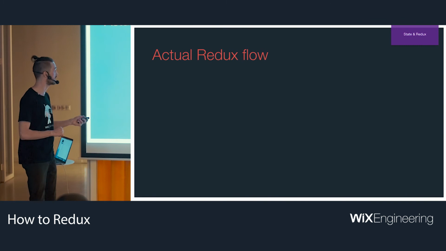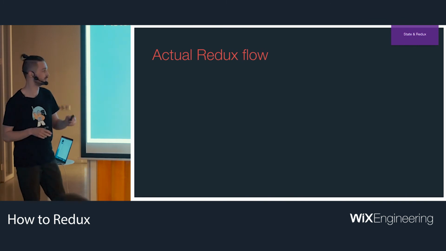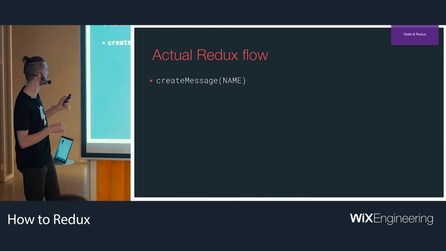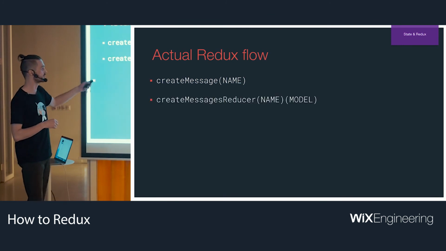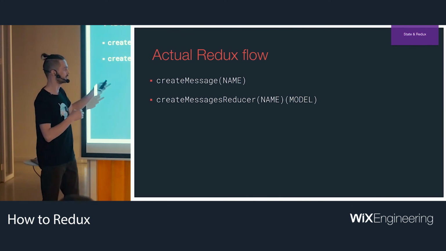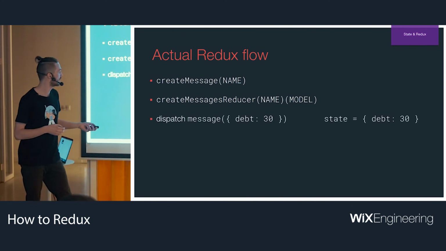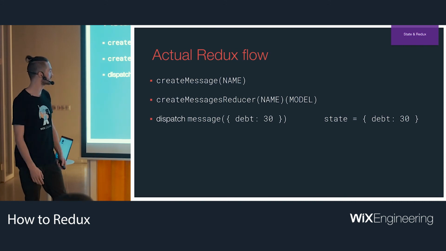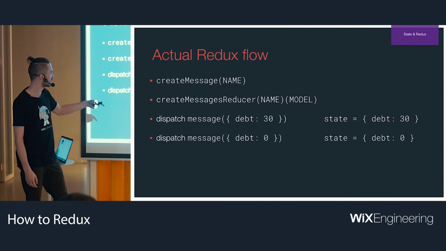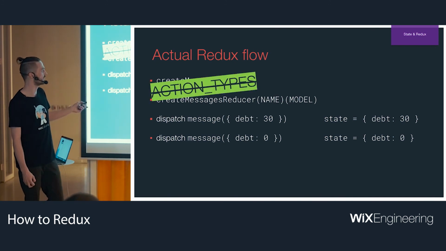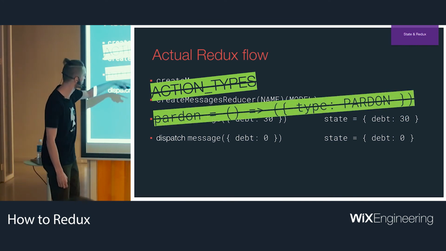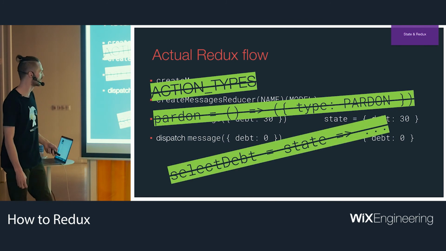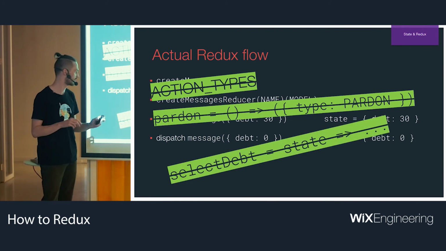So if you still remember from the beginning, I showed the actual Redux flow. Now let's look at how it would look with the new Redux flow. So you create a message by following the convention of having a name. You create a messages reducer by having a model and also the name. And that's pretty much it. You can immediately dispatch stuff and manipulate your state, change the state. So you no longer have any action types. You no longer have any of the action creators, which pretty much just repeat the action type. You no longer even have those simple selectors.